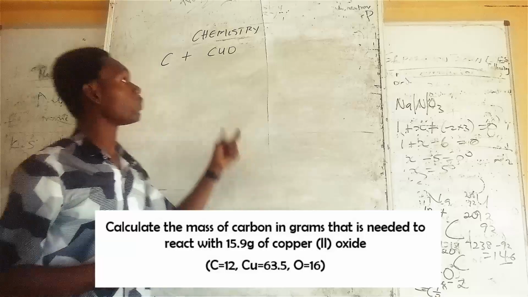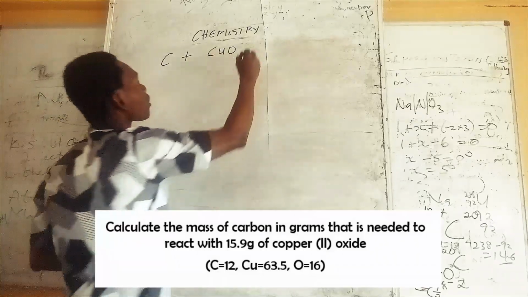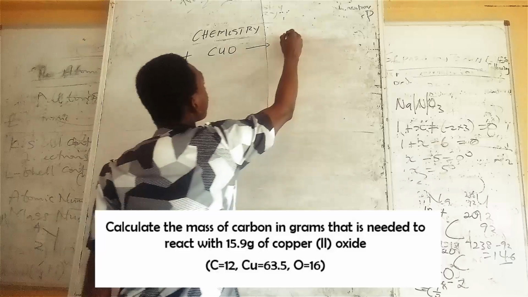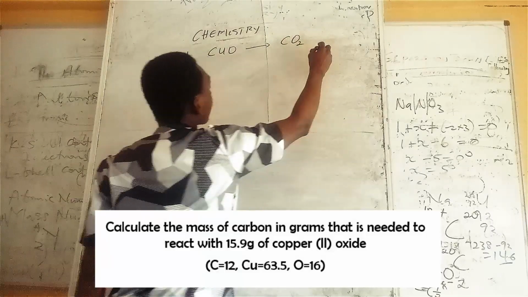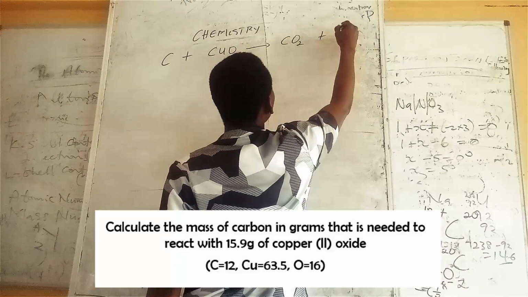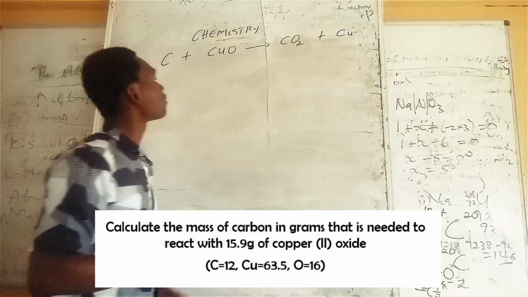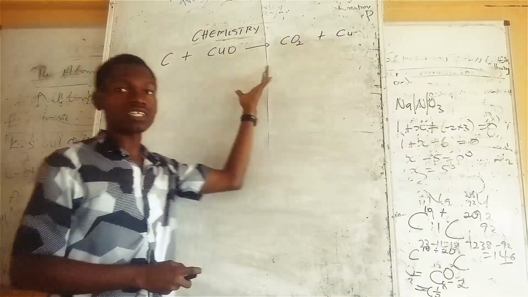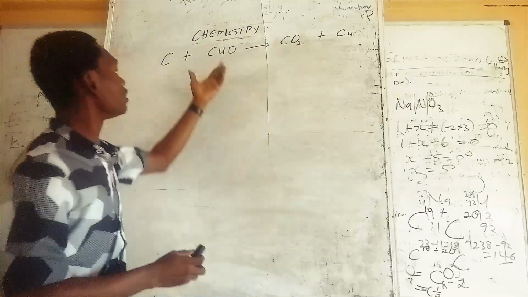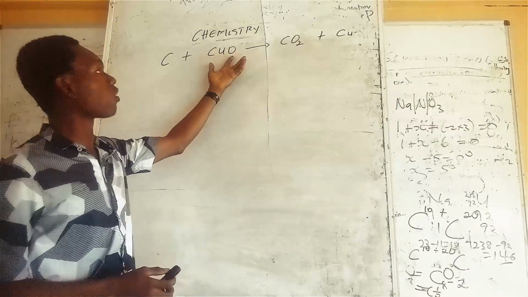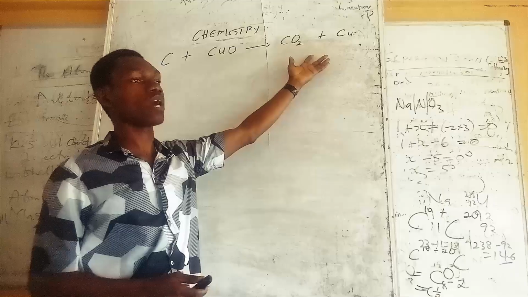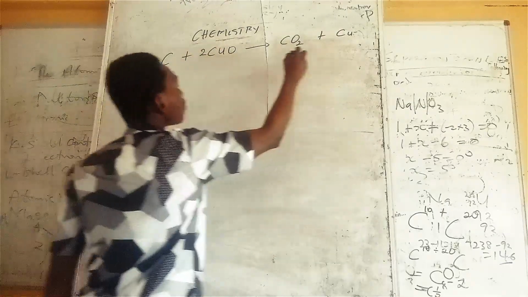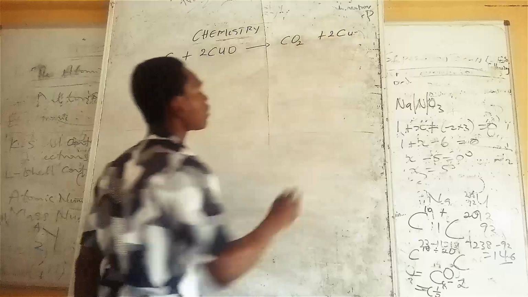And we know that when carbon reacts with copper 2 oxide, the products are carbon 4 oxide and copper. Carbon 4 oxide and copper. But if you look at the question, it is not balanced. You see one atom of oxygen on the reactant side and 2 atoms of oxygen on the product side. So quickly, let's balance up that equation, and the equation will look like this.